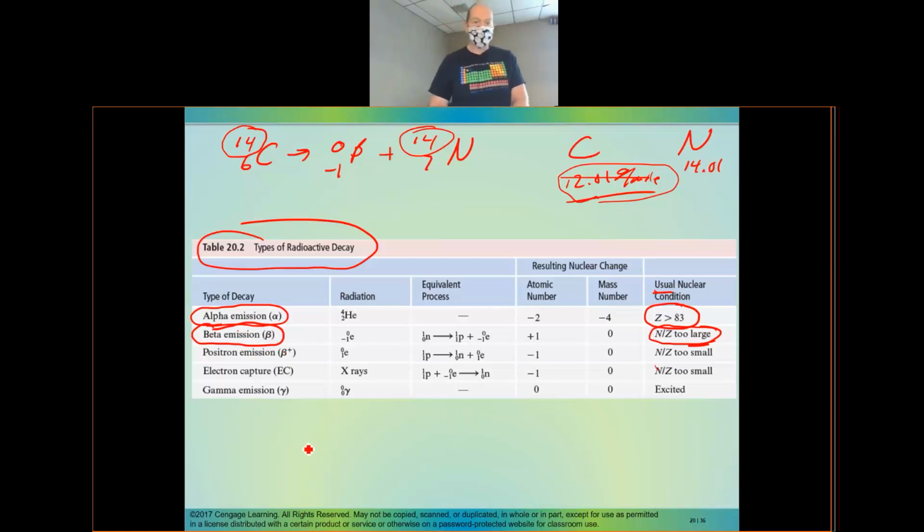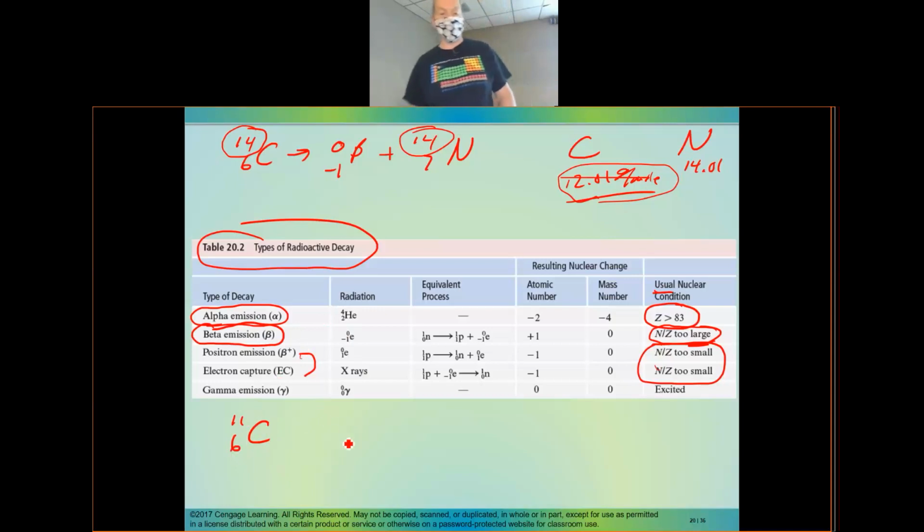All right, now the next two are exactly the same. They are a positron emission and an electron capture. And that's when your mass is too small. All right, so we'll stick with carbon. So let's say we had carbon 11. It's not a common isotope. If it exists, fine; if it doesn't, we can make it. Let's just say we had carbon 11.